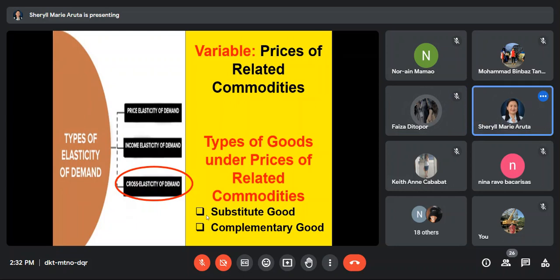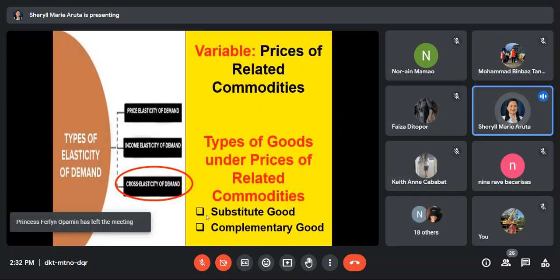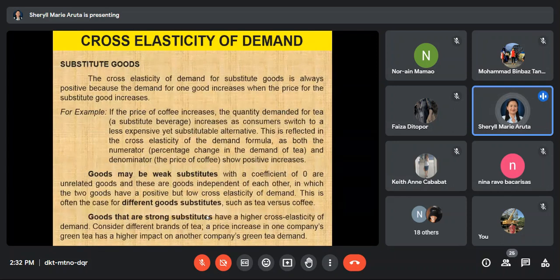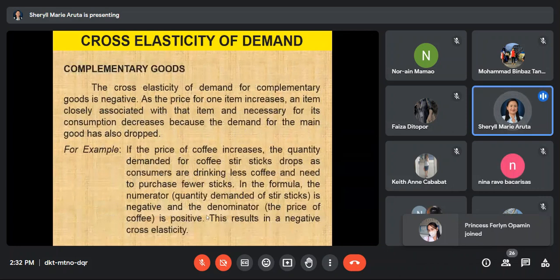And we have discussed already this one about cross elasticity of demand will tell us what type of goods under prices of related commodities. So we have substitute goods and we have complementary goods. So everything was already mentioned, no, in the previous discussions. Just a review, mga quick lang na mga slides para ma-recall na to ato ang last discussion.